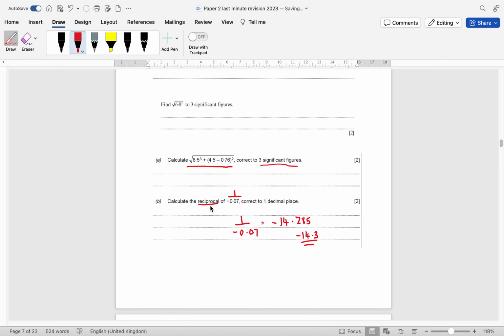The only one I'm actually doing here is calculate the reciprocal of. We know reciprocal in this case means 1 over. It means flip, but if it's just a number, you flip it. So I'll put into my calculator 1 over minus 0.07, get the answer on my calculator, and then round it to one decimal place. So minus 14.285 becomes minus 14.3. Okay, that's the only one I'm doing there.